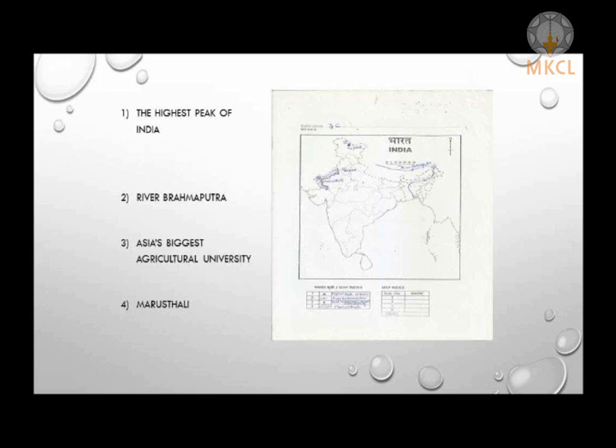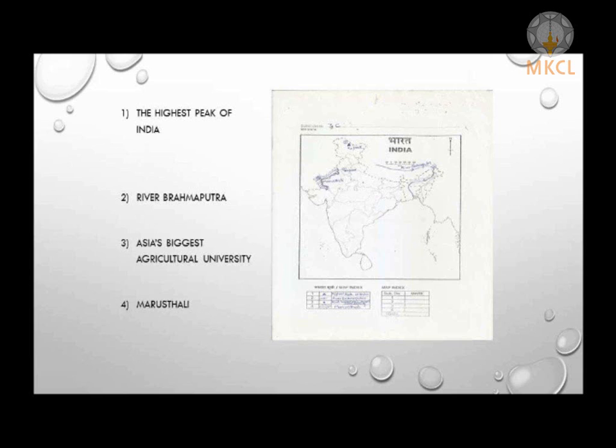And there are sometimes direct questions asked. The two direct questions asked in this question were River Brahmaputra and Marusthali. Marusthali, it is a desert region in Rajasthan. So this is a region. So can you see it has occupied a particular area? So that is why the maps are drawn in 3 ways.